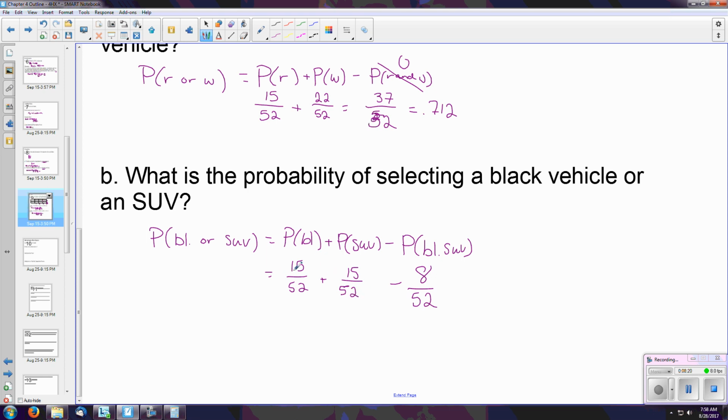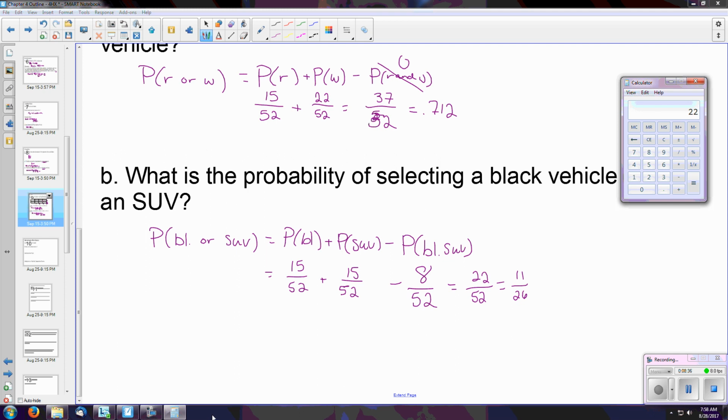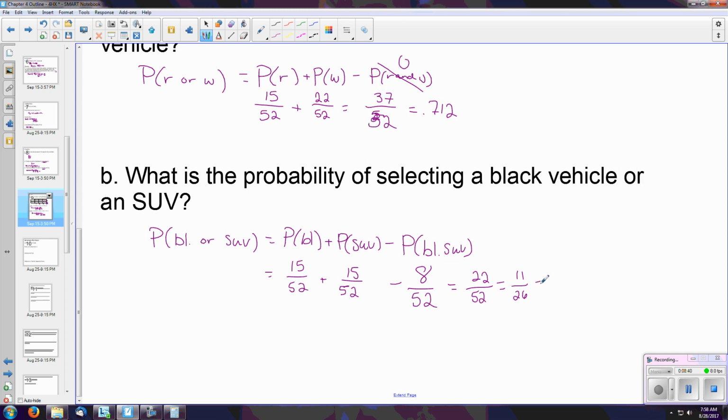So this gives us here, just go left to right, 30 minus 8 is 22 over 52, which we can reduce if we want to or turn into a decimal. So this would give us 11 over 26, which is about 42.3%.